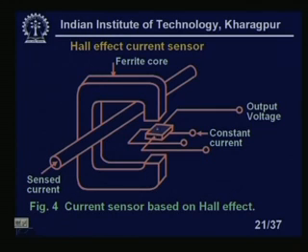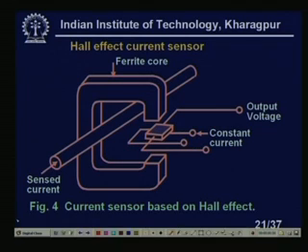It is placed under a magnetic field, a ferrite core. This is our Hall sensor, and I am sending a constant current through this. Current is entering here, coming through here and going through this, and coming out through this one. I am measuring the output voltage across these two terminals.